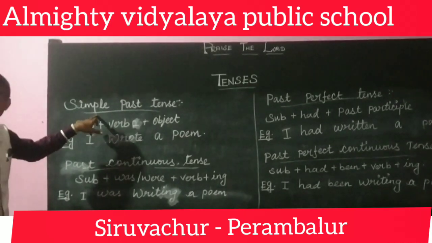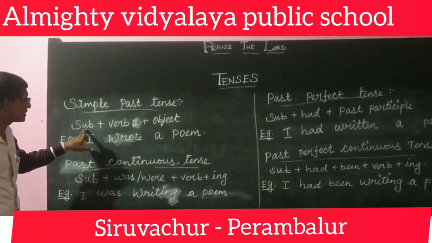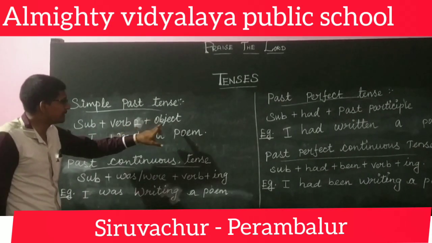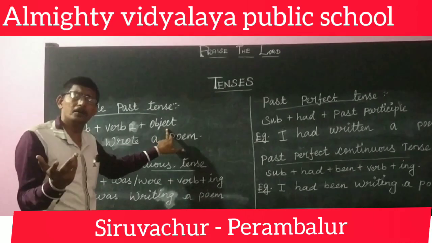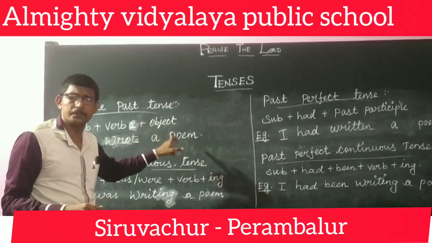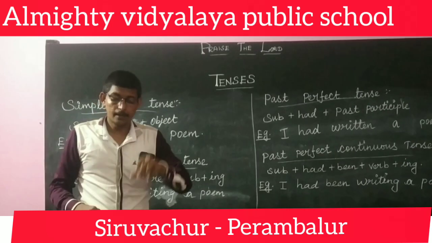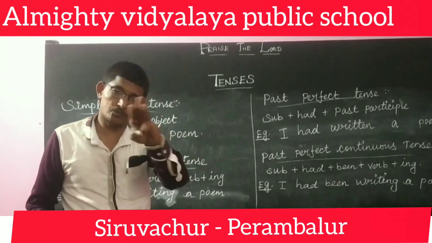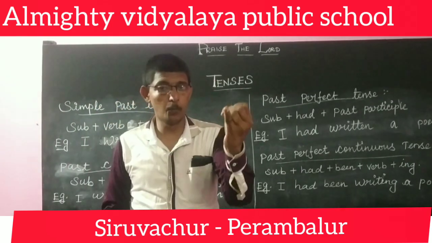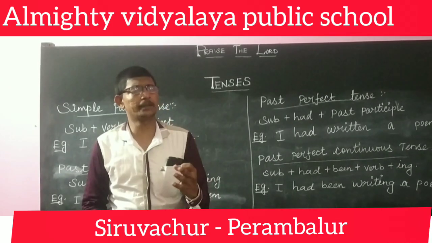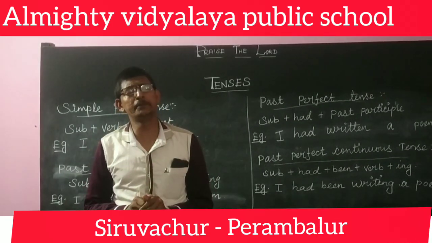Subject. For the simple past: subject, verb 2, then object. What is in a verb? Verb 1, verb 2, verb 3. Nearly every verb has 3 names. That is verb 1, verb 2, verb 3. What are verb 1, verb 2, verb 3?